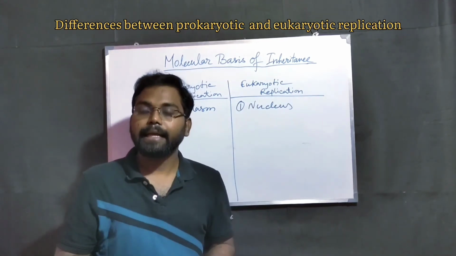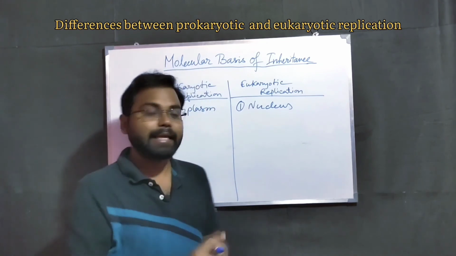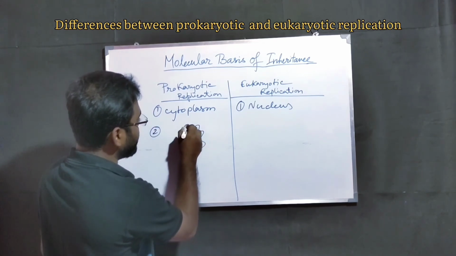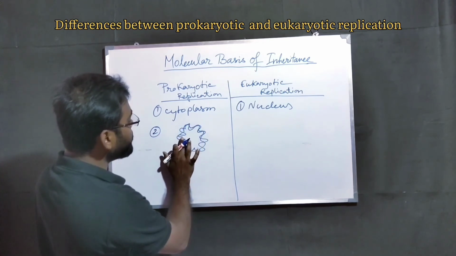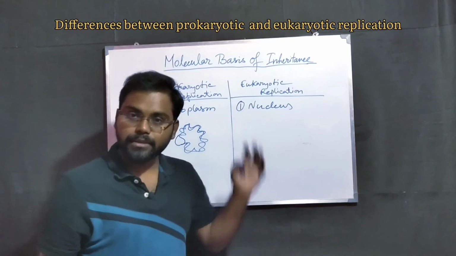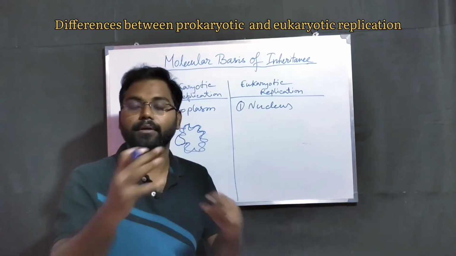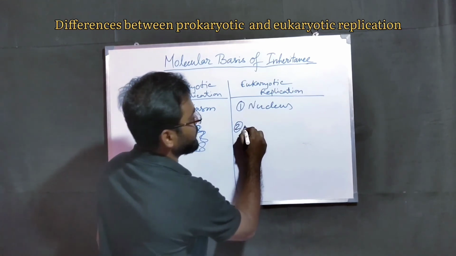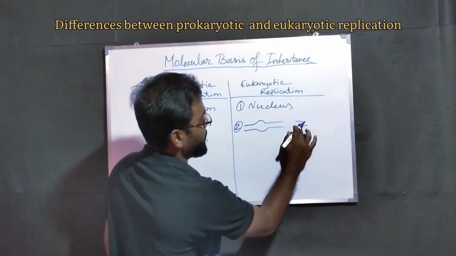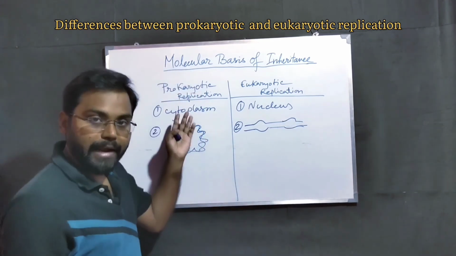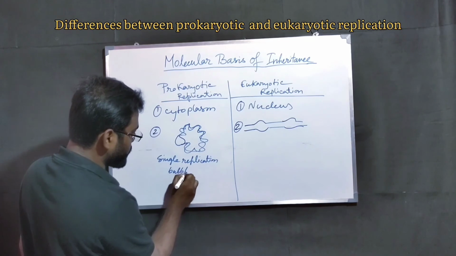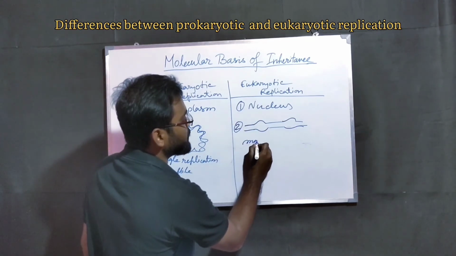And again, for circular DNA, there is only one replication bubble in the prokaryotic cell. Just like, suppose this is a circular DNA and there is a replication bubble like this and this. In eukaryotes, chromosomes are linear and there are many replication bubbles. So just like that, this is a chromosome and there could be many replication bubbles like that. So in prokaryotes, a single replication bubble is there. For eukaryotes, there are many replication bubbles.